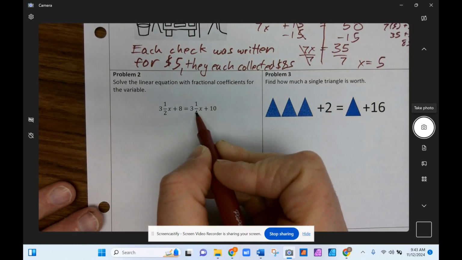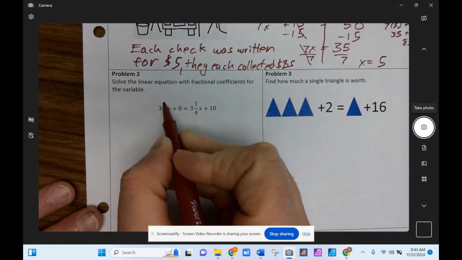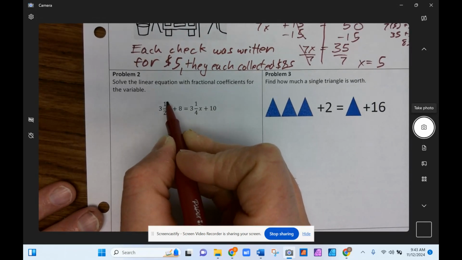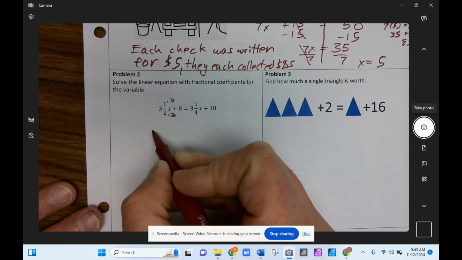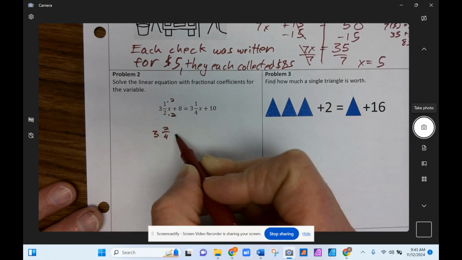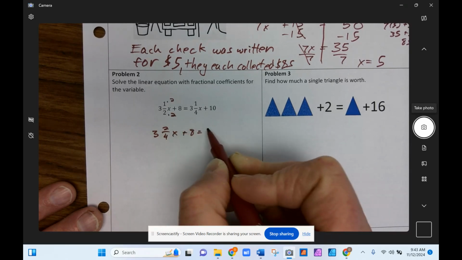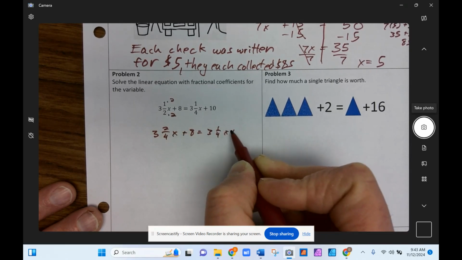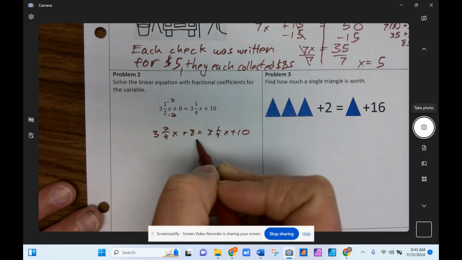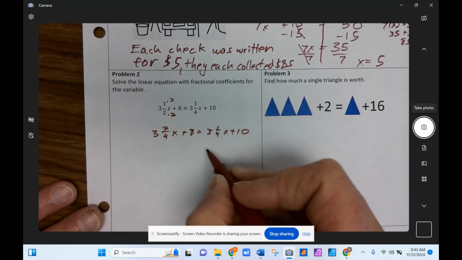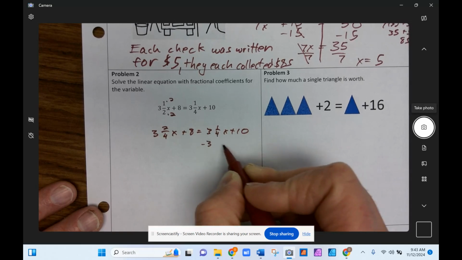So if I have a denominator of 4 here, I can actually multiply the top and the bottom by 2 to get to that. So if I do that times 2 here, times 2, this becomes 3 2/4 x plus 8 equals 3 1/4 x plus 10. There's a couple ways to deal with this. Like we could even convert these to decimals if we wanted to.